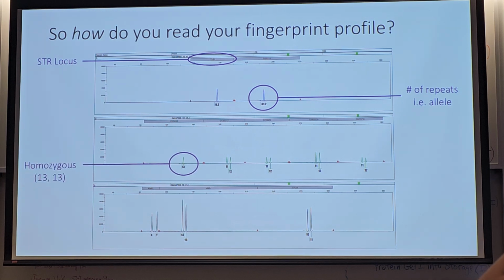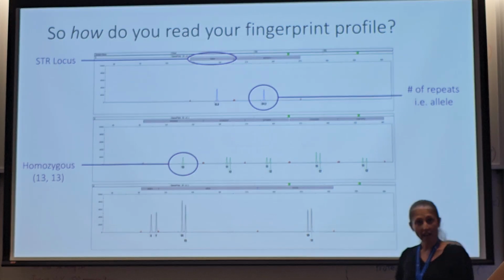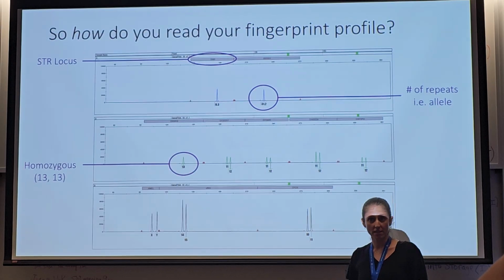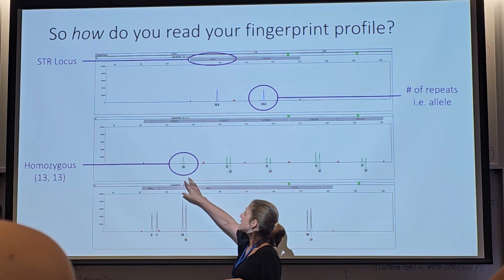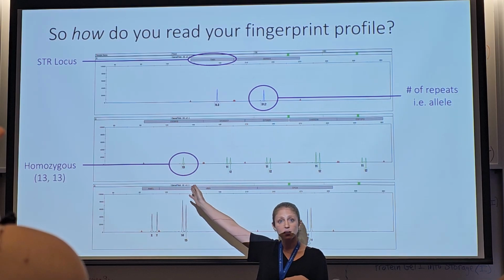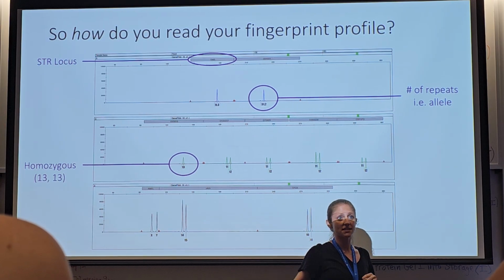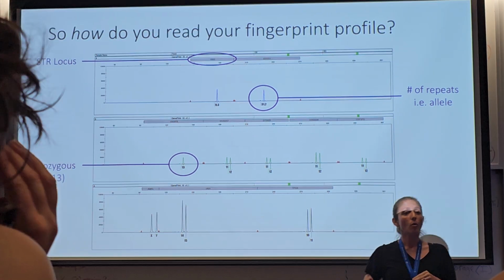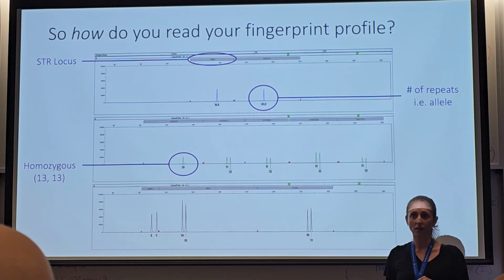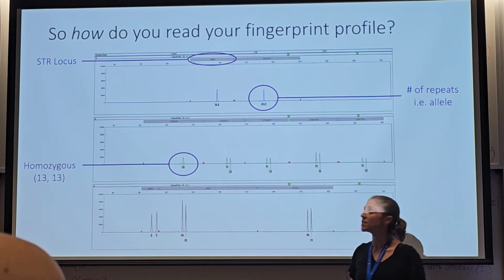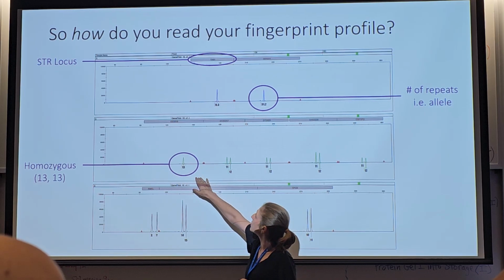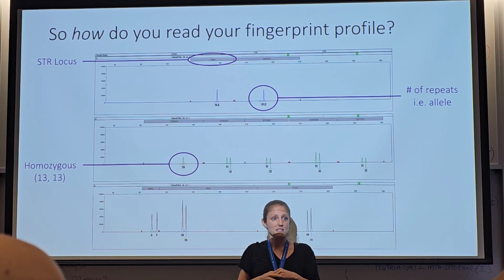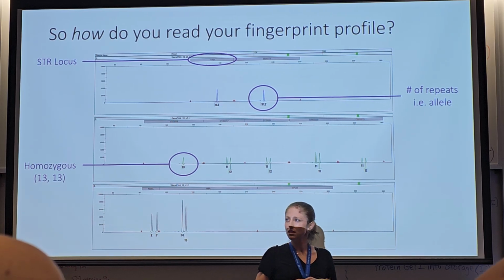Now again, we kind of went over this, but we can be homozygous or we can be heterozygous for a particular STR. The way that we know what we are is, you'll notice, if you only have a single peak for a given STR, it's because you're homozygous for that particular allele at that STR, right? So this individual is homozygous 13-13 for the D5 STR. Does that make sense?